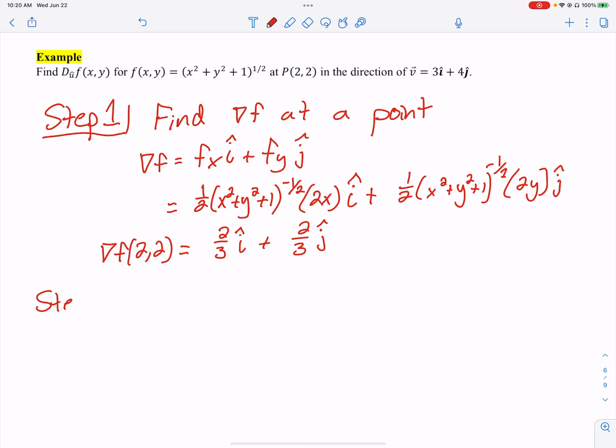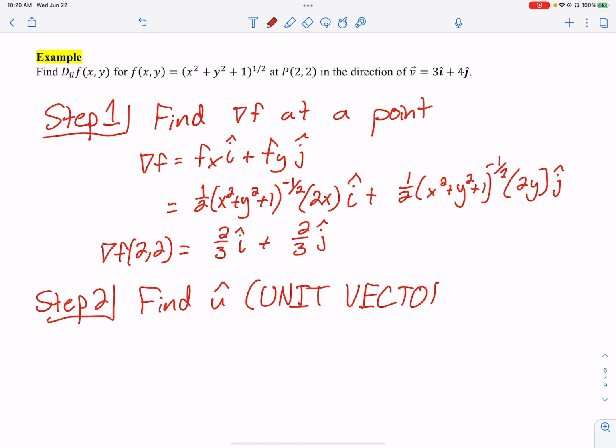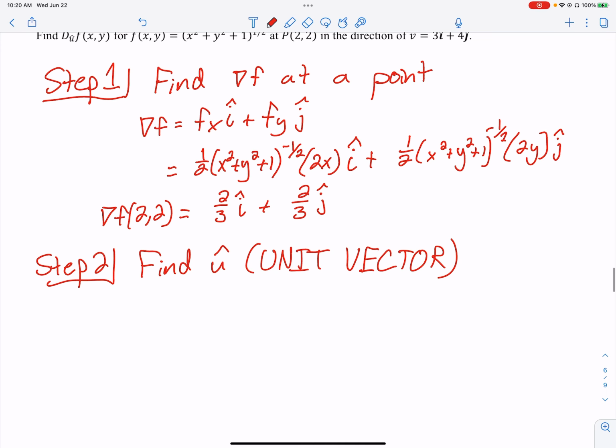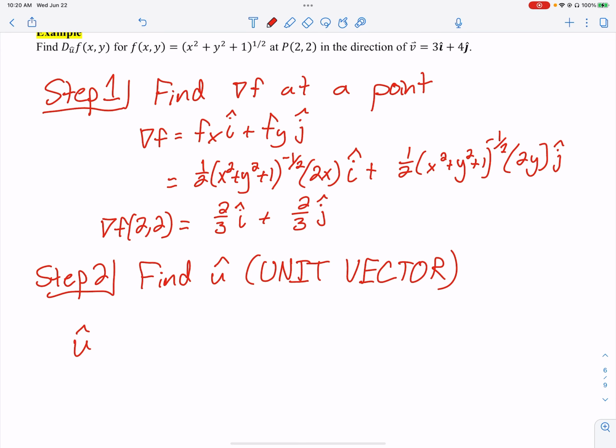All right, step 2 would be to find u. And I'm going to go ahead and put in capital letters here because this is where all the mistakes come from: unit vector. It has to be a unit vector. So I'm going to just use the vector that they gave us and create a unit vector out of it. We do that by dividing by its magnitude.